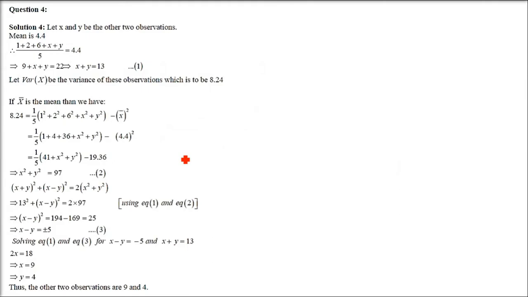This is question number 4. So what is the question? The mean of 5 observations is 4.4 and the variance is 8.24. 5 observations are there, the mean is 4.4 and the variance is 8.24. If 3 of the observations are 1, 2 and 6, so 3 observations 1, 2 and 6 are given. We have to find out 2 observations.